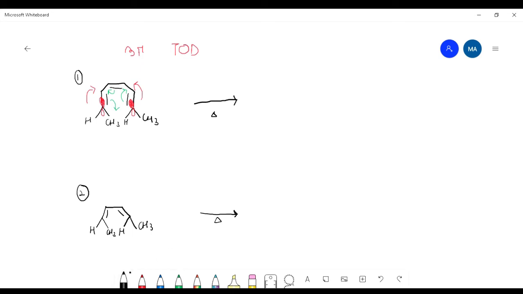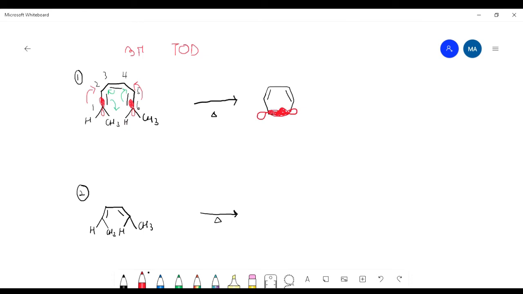So when we form a product, we know that we have 6 carbons involved: 1, 2, 3, 4, 5, 6. So we have a 6-membered ring like this, and then we have a new bond at this carbon, and this is our new sigma bond, which is from the overlapping of the p orbital.